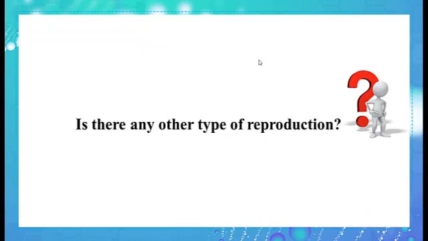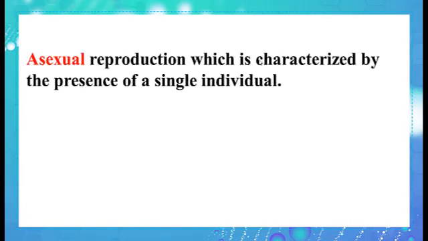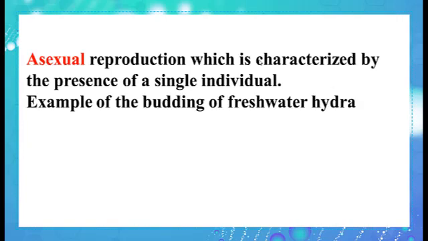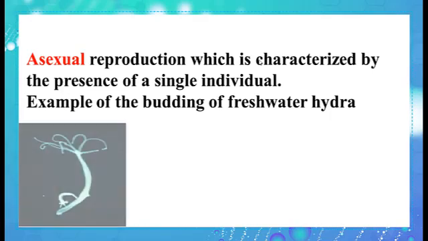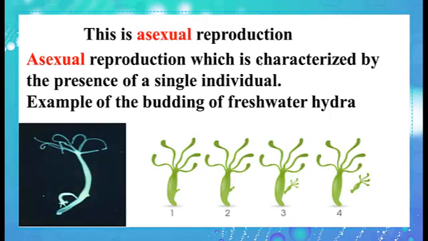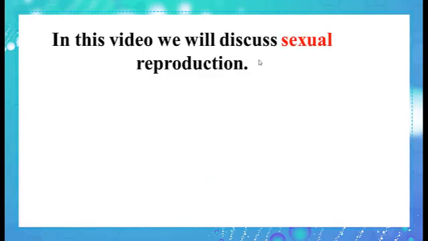Is there any other type of reproduction rather than sexual reproduction? If yes, what is this type? Asexual reproduction, which is characterized by the presence of a single individual. The budding of a freshwater hydra is an example of asexual reproduction. In this video, we will discuss sexual reproduction.